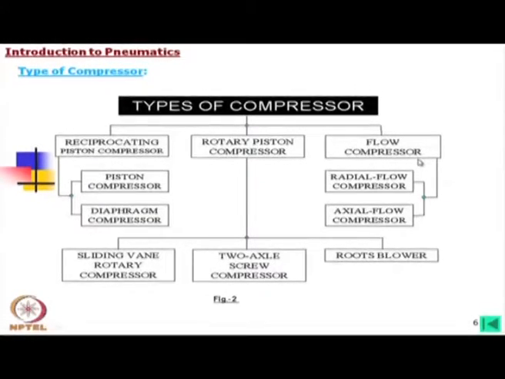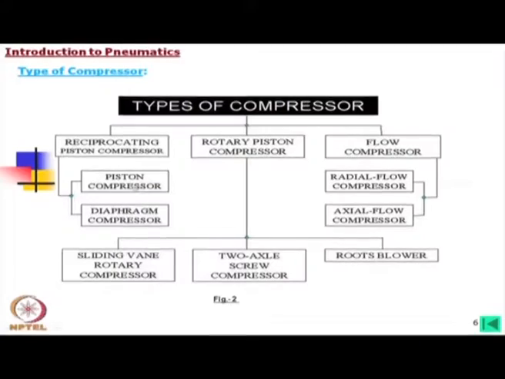And then another is the flow compressor, the radial flow compressor and the axial flow compressor. These are two different types of flow compressor, but we shall not concentrate on them because these are special types, not normally used for such big systems, only for very small systems. But the reciprocating piston compressor is very common, particularly the piston type, and among the rotary types both the sliding vane and the two-axle screw or gear type compressors are mostly used. So, we shall concentrate on these items only.